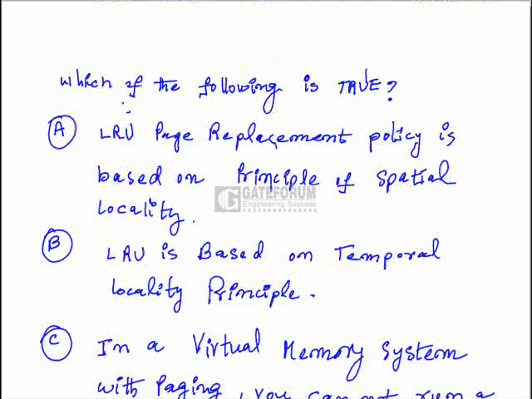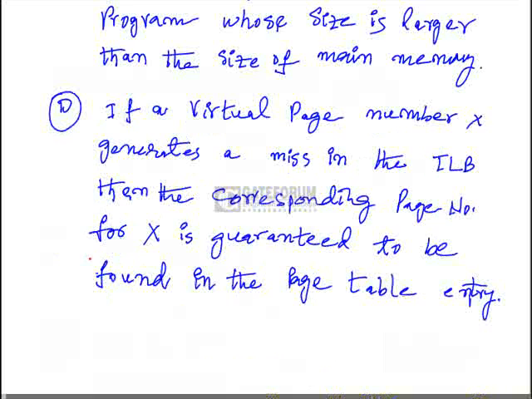Which of the following is true? Option A, LRU page replacement policy is based on the principle of spatial locality. Option B, LRU is based on the principle of temporal locality. Option C, in a virtual memory system with paging, you cannot run a program whose size is larger than the size of main memory. Option D, if a virtual memory page number X generates a miss in the TLB, then the corresponding page number for X is guaranteed to be found in the page table entry. So these are the 4 options.